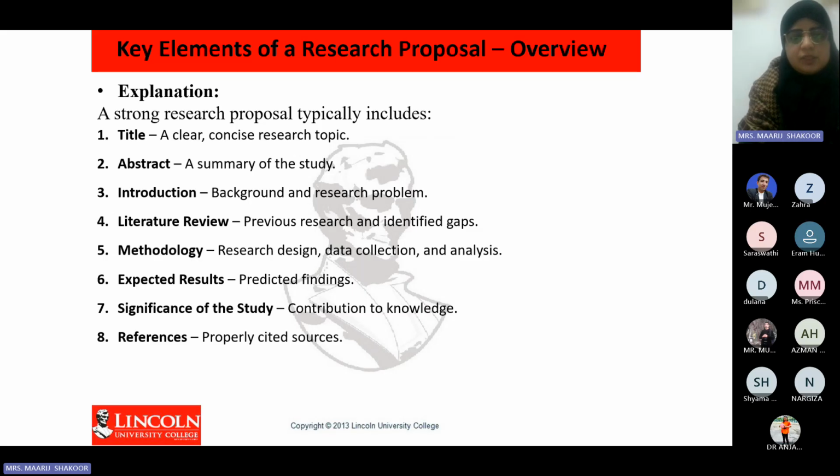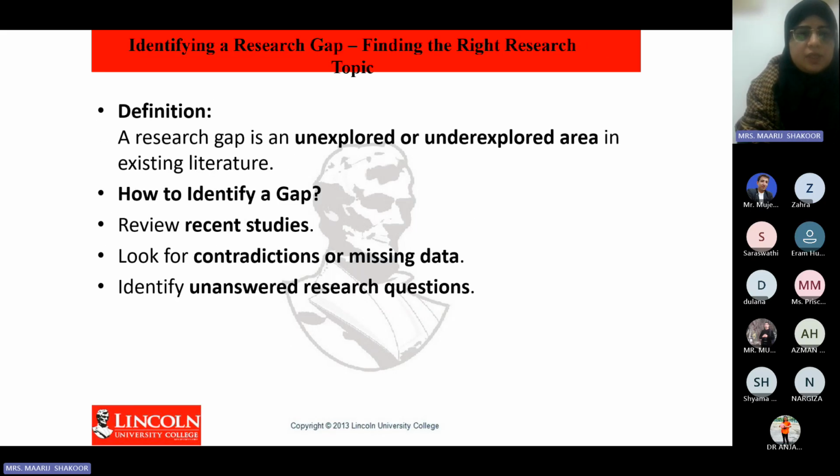Yes, references, these are important. Without them, your work can't be accepted. So, identifying a research gap, yes, what is a research gap? Sometimes students get confused about how they can do this. They say it is already done, no research gap is there. No, a research gap is always there.